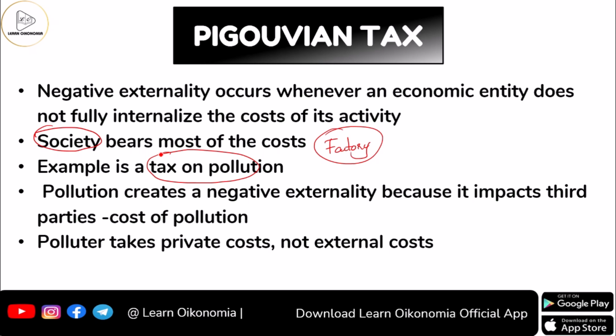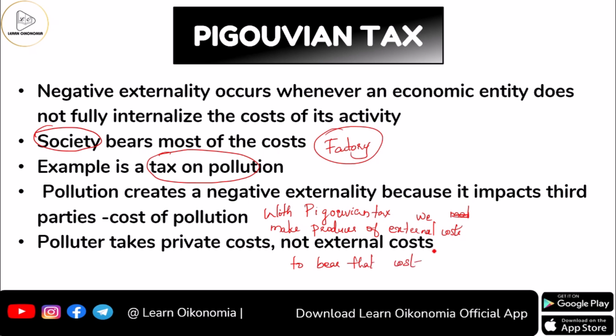Here the polluter, as I've told you, deals with all the other private costs, but he is not taking this external cost into consideration. With Pigouvian tax, we make the producer take the external cost into consideration as well, and bear that cost.